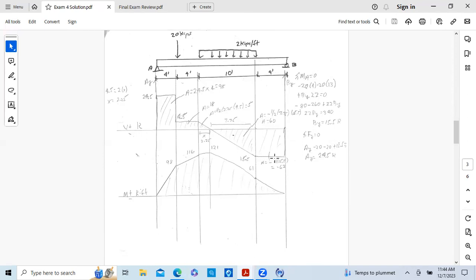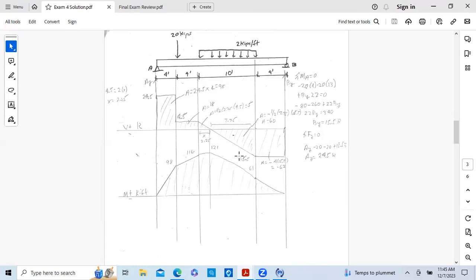This will be constant over here to the end where we drop down from B. So we're at negative 15.5. Our reaction at B is 15.5. That takes us back up to 0. So we start at 0, end at 0. I know my reactions are correct. I know my shear diagram is correct.